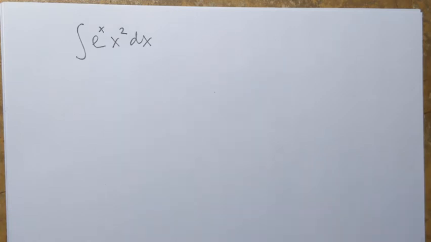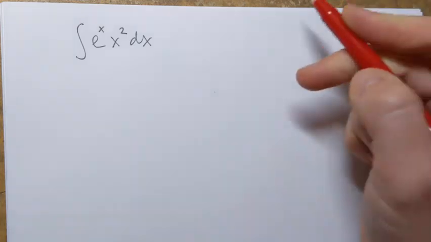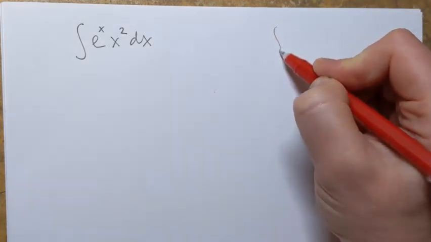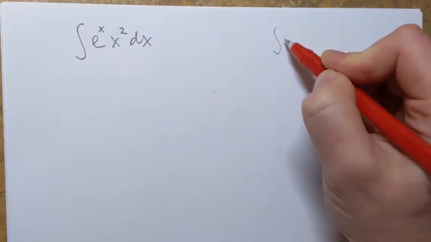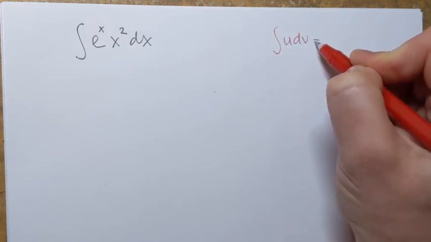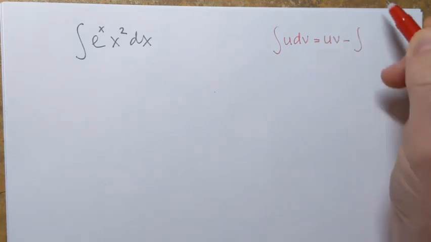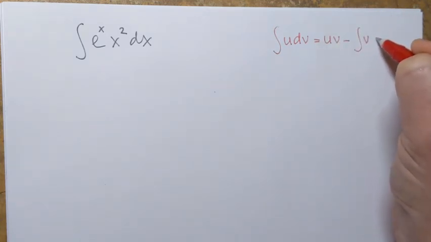So let's apply it here. I'm going to remind myself, and it's always a good thing to do, if you're using a formula or certain rule, to have it in front of you. So to help myself, I'm going to write down the integration by parts formula so it's in front of me. It goes like this: integral of u dv equals uv minus integral of v du.